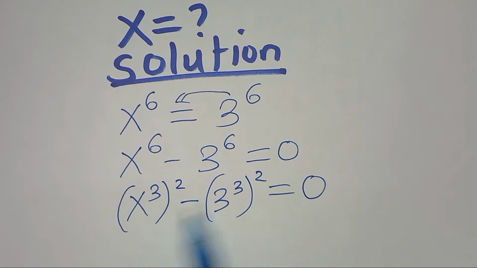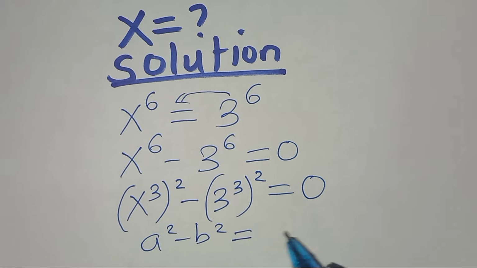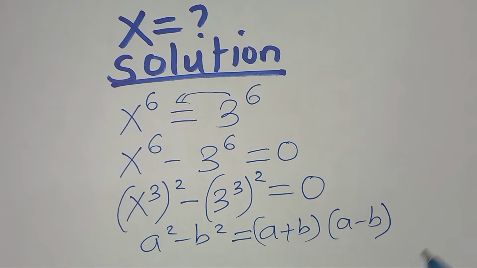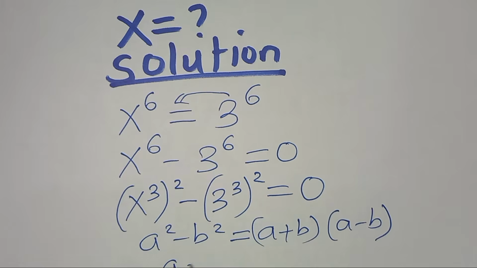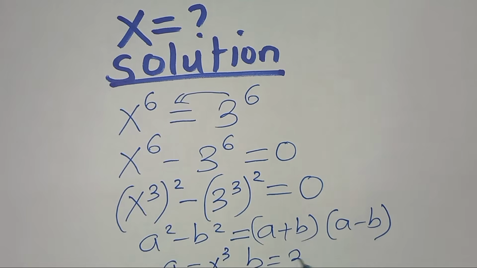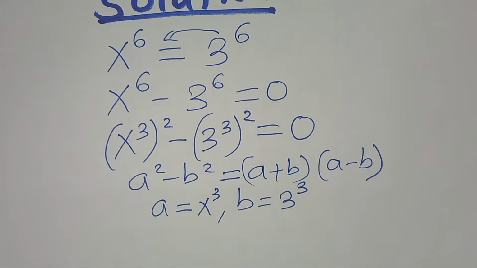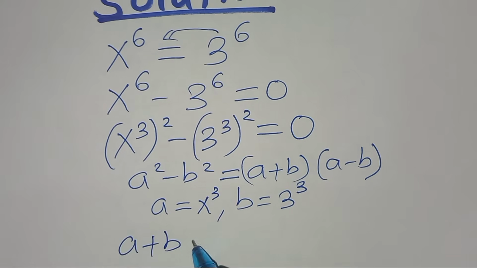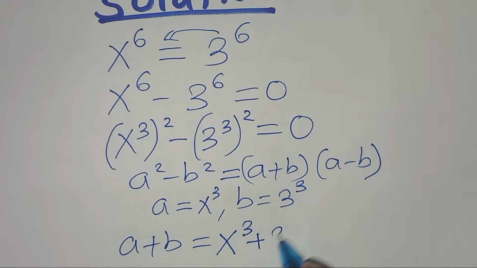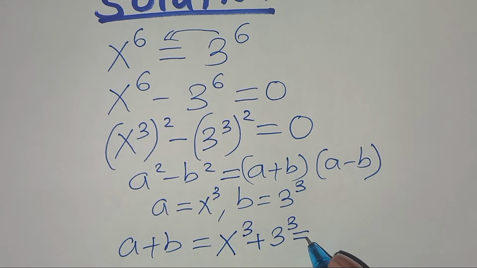Now you find that this is actually in the form of a squared minus b squared, which is the difference of two squares, which you can express as (a plus b)(a minus b). So in this case, a is equal to x to the power 3, and b is equal to 3 to the power 3. So therefore, a plus b is x to the power 3 plus 3 to the power 3, equal to 0.